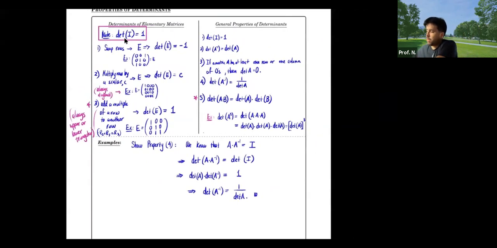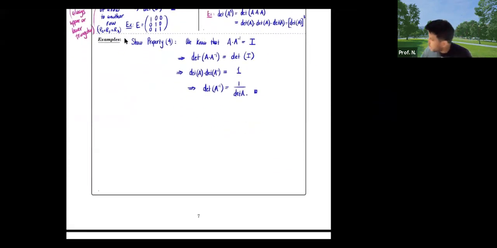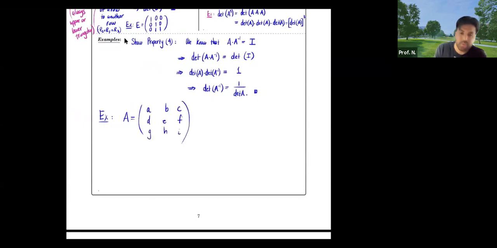So based upon these properties, I want to show you, look at this example. Suppose I have a matrix, right? A, B, C, D, E, F, and G, H, I. So these are the entries, right?